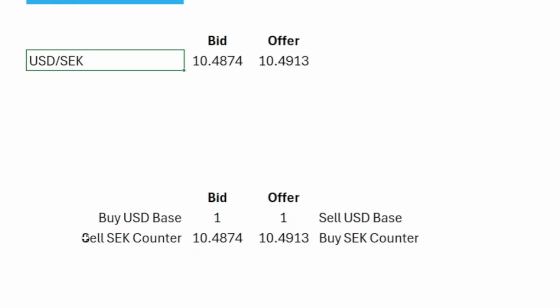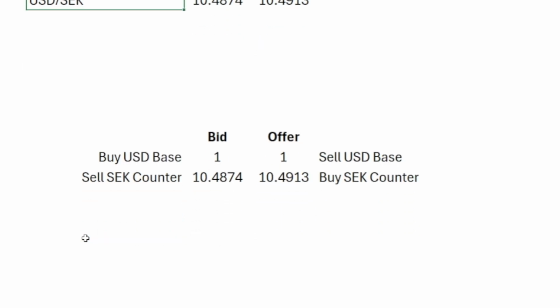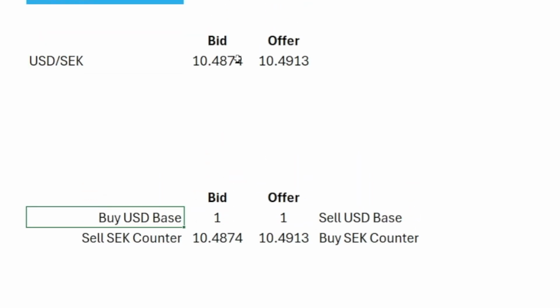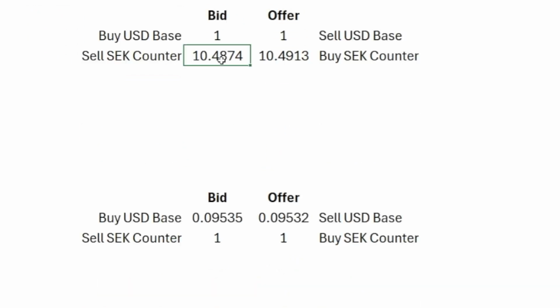Let's do the adjustment with reference to the respective cash flows. As this currency pair is quoted at present, these refer to Swedish krona amounts and buying or selling 1 unit of the base currency. Therefore, we have buy 1 USD base and selling that amount of Swedish krona, or on the offer, selling 1 unit of the USD in return for 10.4913 Swedish krona. The adjustment we need to do to this calculation is dividing by the counter currency amount.